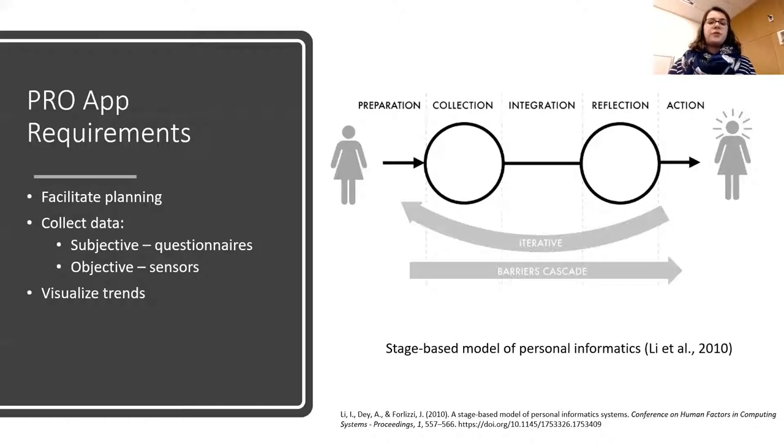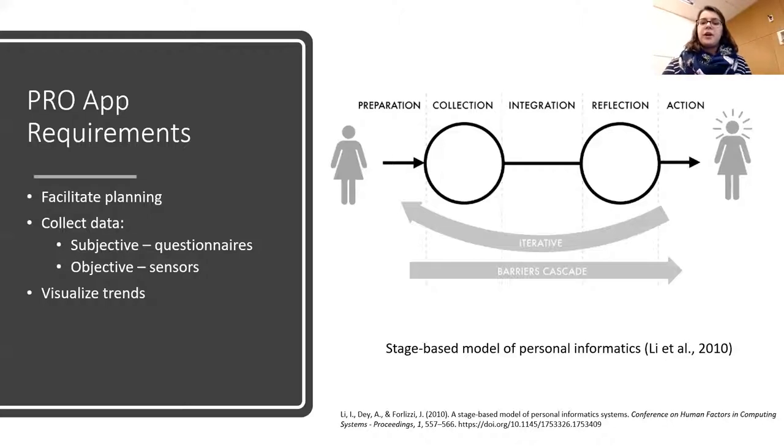So the stage-based model of personal informatics actually describes barriers in going from this preparation or planning stage to collection of data, integrating the data with each other in order to then reflect on the data and finally taking action. And some of the barriers that are described, we have an opportunity to address them with this mobile application that we're proposing.